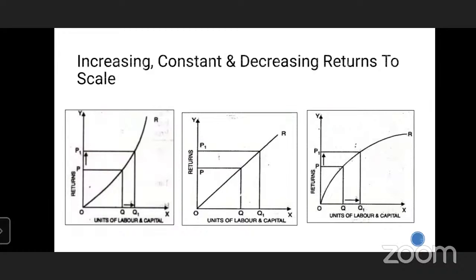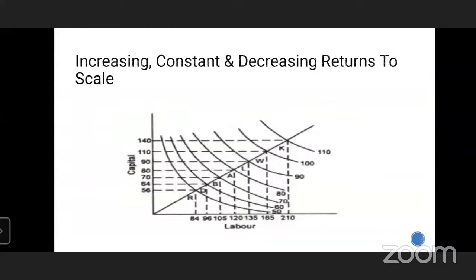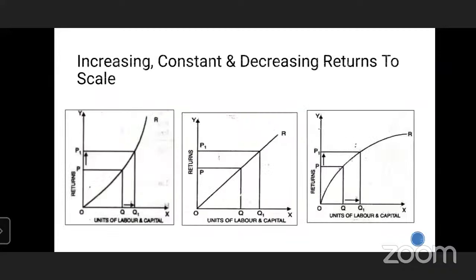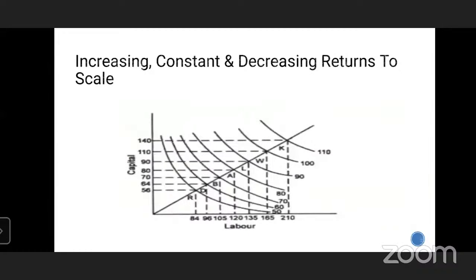Now the same relationship can also be shown like this. And what is the difference here? This relationship is a relationship between an input and the output. That is, here we are studying the input-output relationship. Okay. In this graph, we have both inputs. So the lines which we have got, A, B, C, D, those are isoquants. So when you want to define returns to scale using isoquants, this is the diagram.